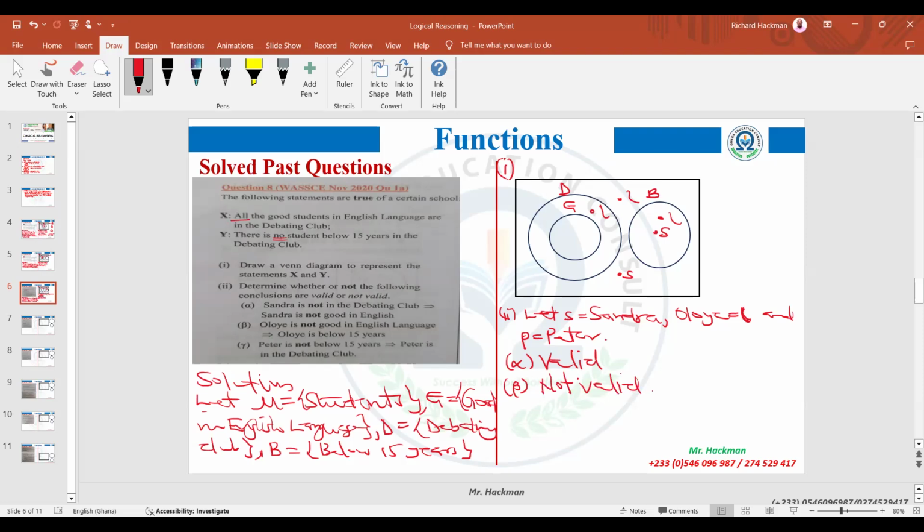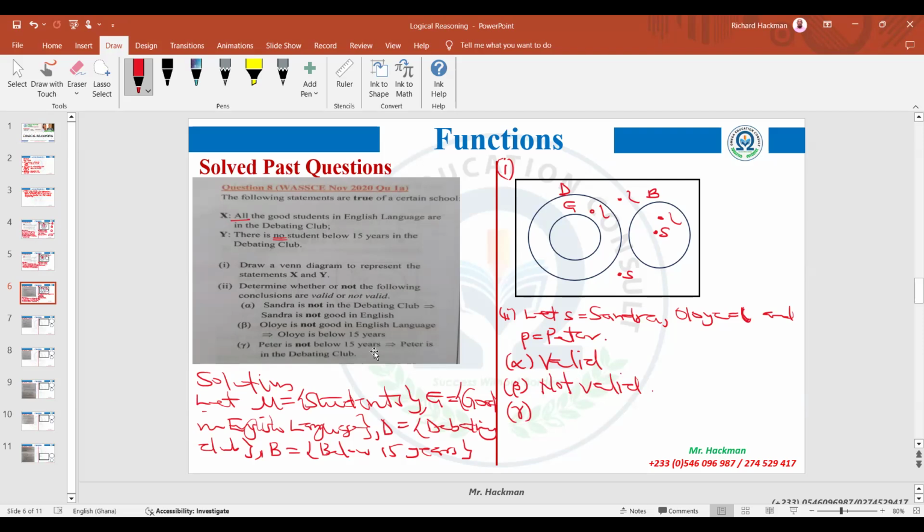Alpha. All right. Then the last one is gamma. Very soon I will make that determination by giving your own set of questions. So let's see. Peter is not below 15 years. That's the first statement. So it means Peter is supposed to be outside B when you are going to place. Is that clear?